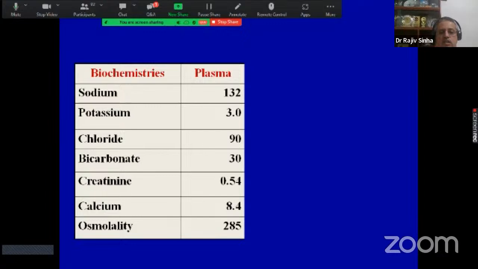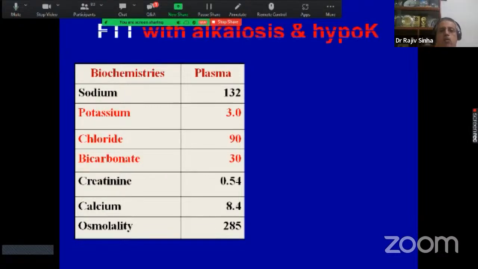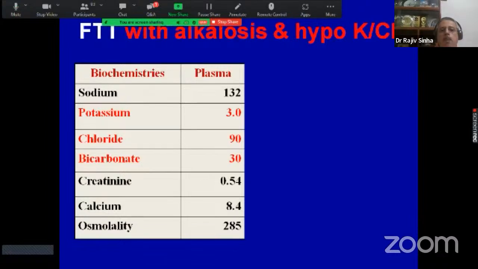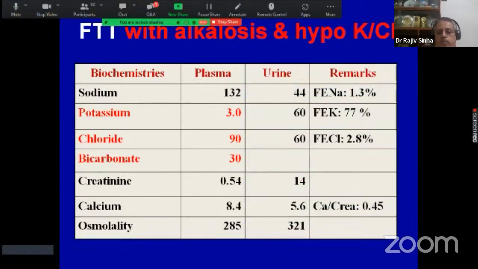And what we see here is hypokalemia with a metabolic alkalosis and a low chloride. So previously it was just the reverse. It was hypokalemia with normal anion gap metabolic acidosis, that is hyperchloremic metabolic acidosis, and here we are seeing hypokalemia with metabolic alkalosis and low chloride. So a pattern is here: alkalosis with hypokalemia and hypochloremia.